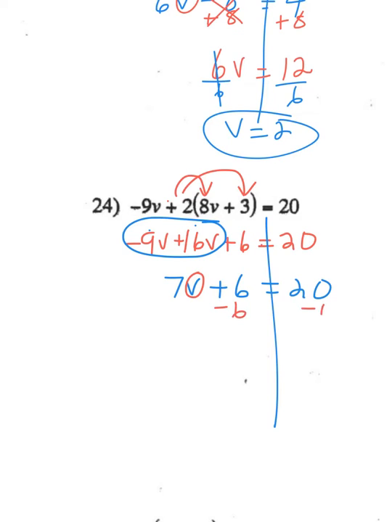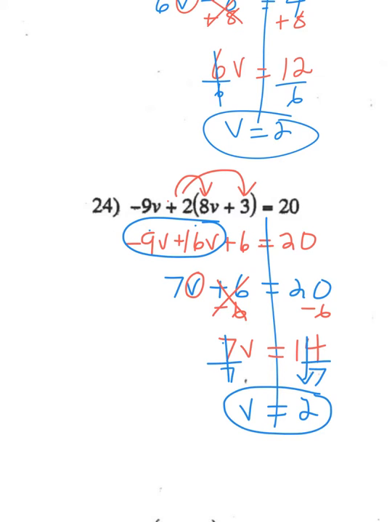Here's my v. So minus 6 minus 6. 7v equals 14. Divide by 7, 1v equals 2. 14 divided by 7 is 2.